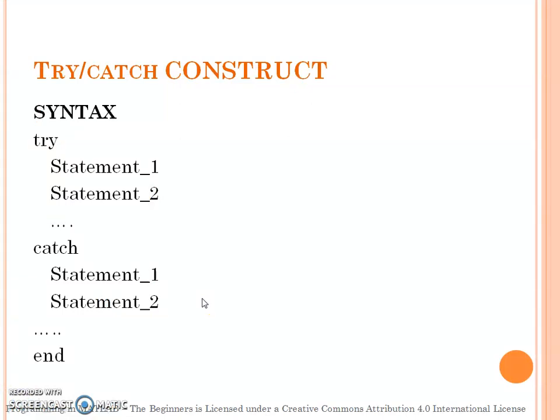So next we'll see the try and catch construct. This is the syntax for the try and catch construct. Try, whatever statements or code block we give here will be executed. If there is some error in the try section, then it will go to the catch section. Whatever statements you want to execute when there is some error in the try section will be executed in the catch section. So this is the try and catch construct syntax.